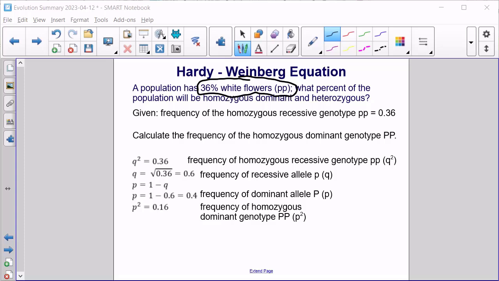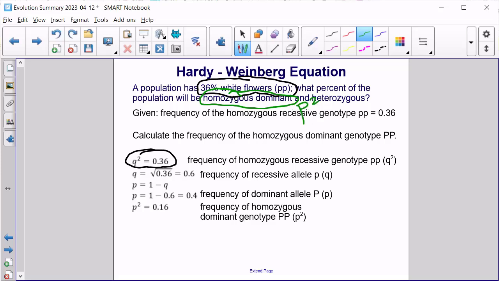All right, so what are we given? 36% white flowers, which we're shown is homozygous recessive. That is the frequency of the homozygous recessive genotype, q squared. All right, so once we know q squared, we can do some calculation, but also what are we asked to find? The percentage of the population that's homozygous dominant, which is p squared. So we're given q squared, and we're looking for p squared.